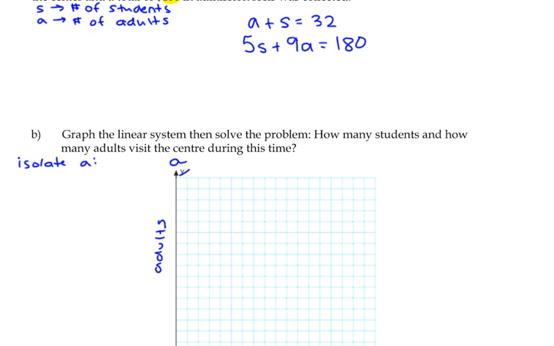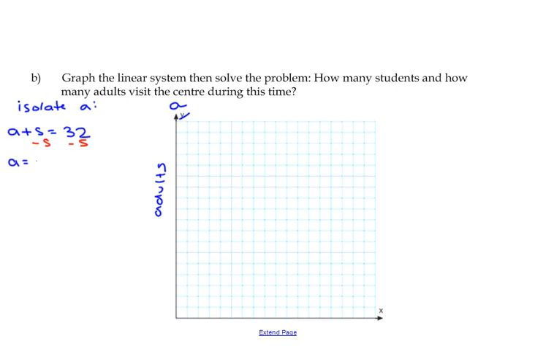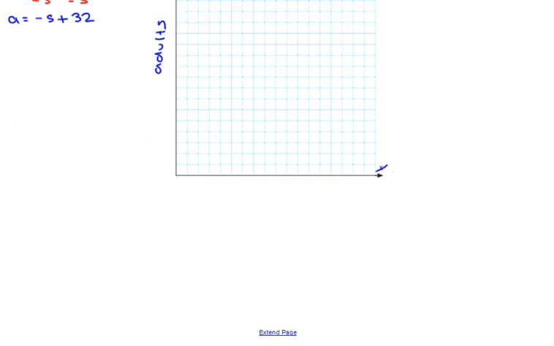So start with the first equation. A plus S equals 32. We want to get A by itself. Minus S. And our equation becomes A equals minus S plus 32. Okay, so that means our students is our X, right? Number of students.